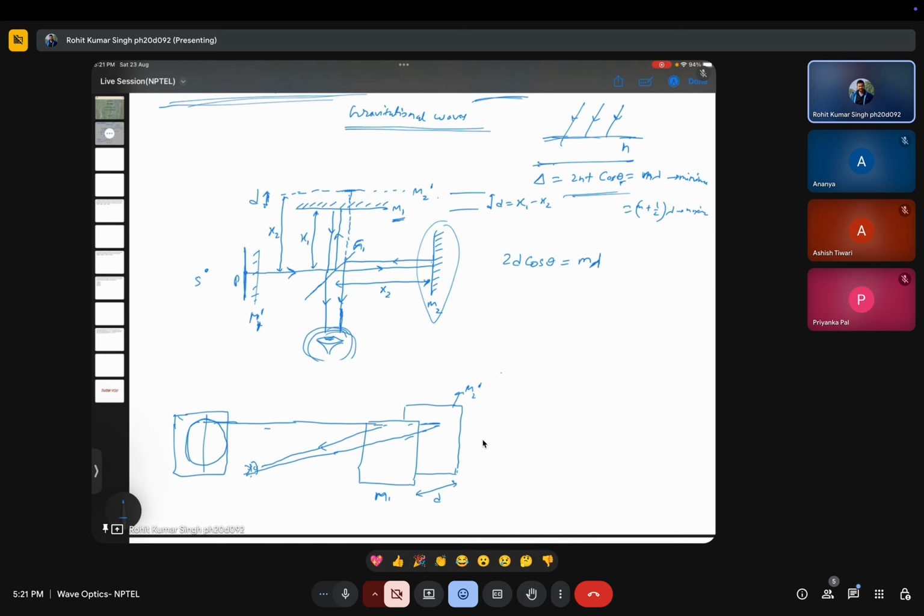If you extrapolate it backwards, you will see that the image of this object is forming somewhere here. Let's call it P1 due to M1, and then due to M2, if you extrapolate here, it's P2, and the distance between them will be 2d, right?